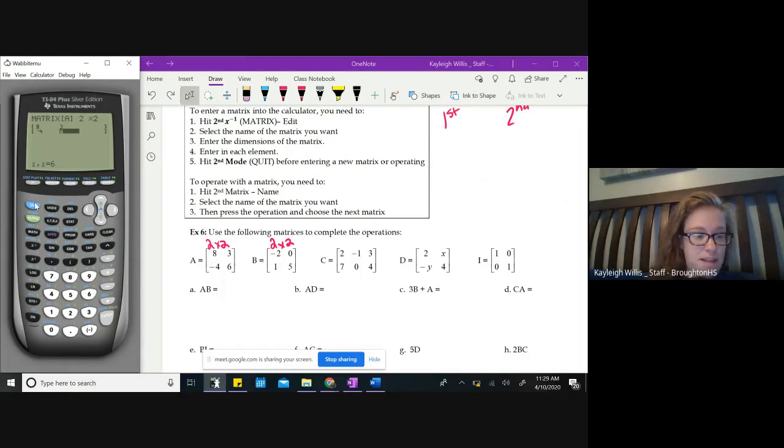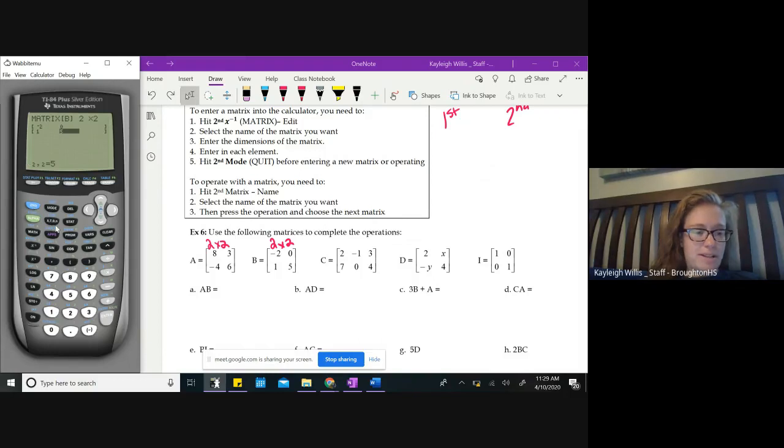Now I've typed in A, so I'm going to type in B. So I'm going to go back to second matrix. I'm going to go right to edit, but don't erase A. I got to scroll down so that I can type in B. And I got a 2 by 2. And then I have -2, 0, 1, 5.